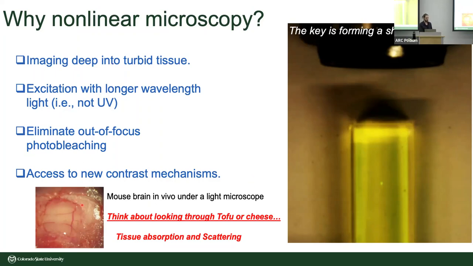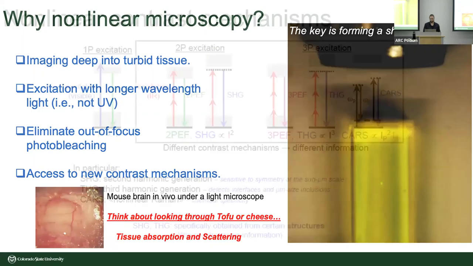This image here is just a photograph of a mouse brain. So the skull has been removed. And this is a nice analogy. Think about trying to image through tofu or cheese. Imagine that you've got a cell and you want to see the structures, you know, 1 micron or less resolution, that's buried several hundred microns below the surface of that tissue. That's where multiphoton really shines. And that's one of the biggest application spaces.